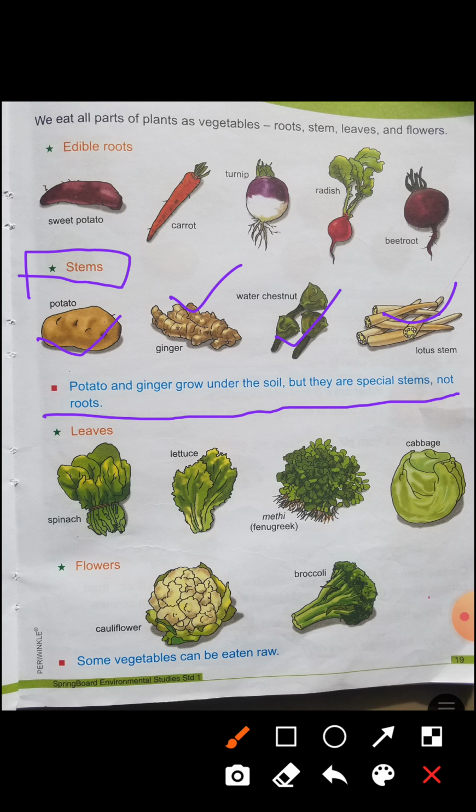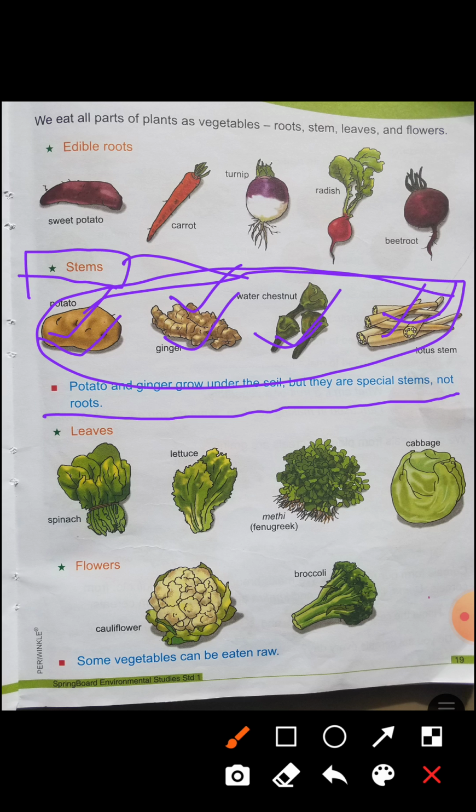No, they come under stem only, not root part. Potato, ginger, water chestnut and lotus stem all come under the stem part of the plant. Stem part of the plant body. Okay students, so these are the stem parts, it is not root, it is not flower, it is not leaves part. These come under stem parts of the plant.